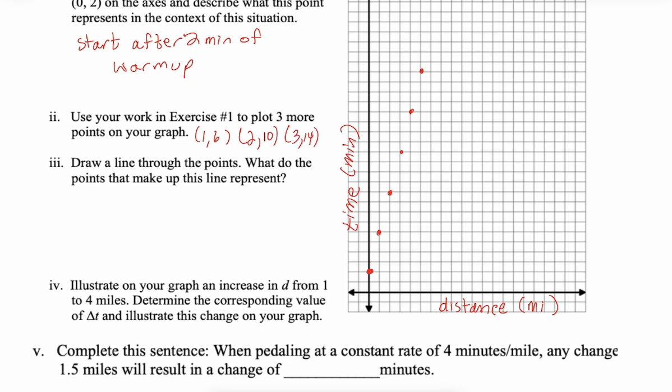It says draw a line through the points. What do the points that make up this line represent? I'm so glad that makes the line straight for me. Anybody give me an idea of what these points will be representing for us?